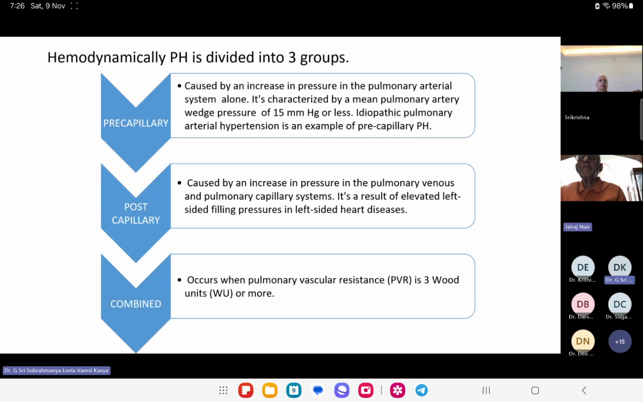These include 3 groups: the precapillary, postcapillary, and combined. Precapillary pulmonary hypertension is caused by an increase in the pressure in the pulmonary arterial system alone. It is characterized by a mean pulmonary artery wedge pressure of 15 mmHg or less. Idiopathic pulmonary arterial hypertension is an example of precapillary pulmonary hypertension. And post-capillary is caused by an increase in pressure in the pulmonary venous and pulmonary capillary systems. It is a result of elevated left-sided filling pressures in the left-sided heart diseases. And combined occurs when the pulmonary vascular resistance is 3 Wood units or more.